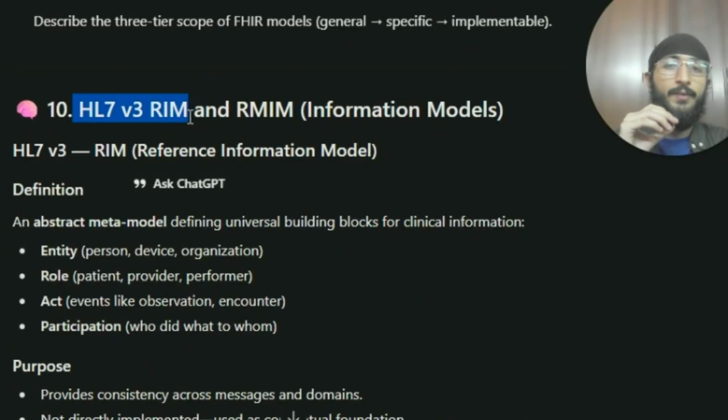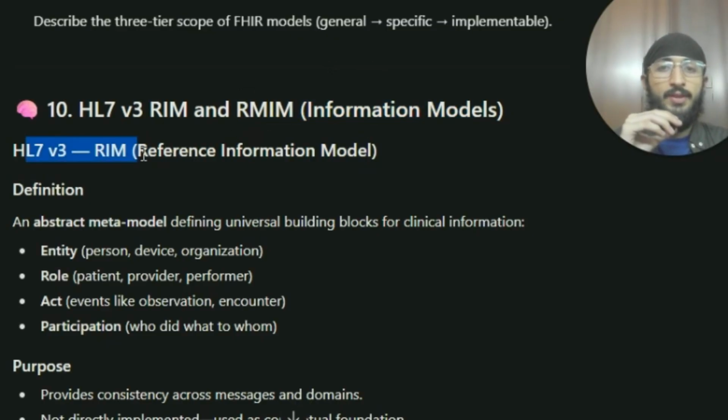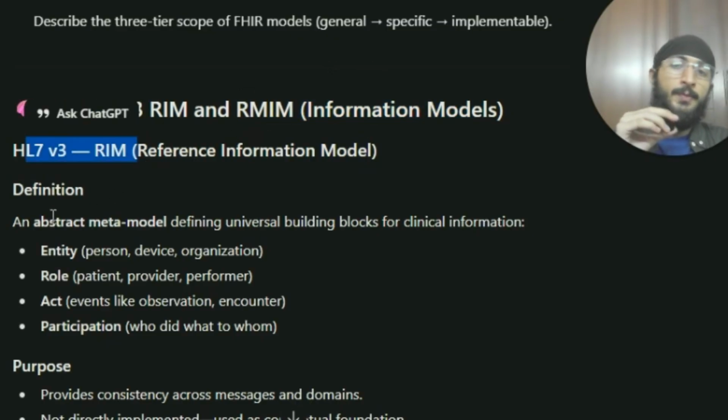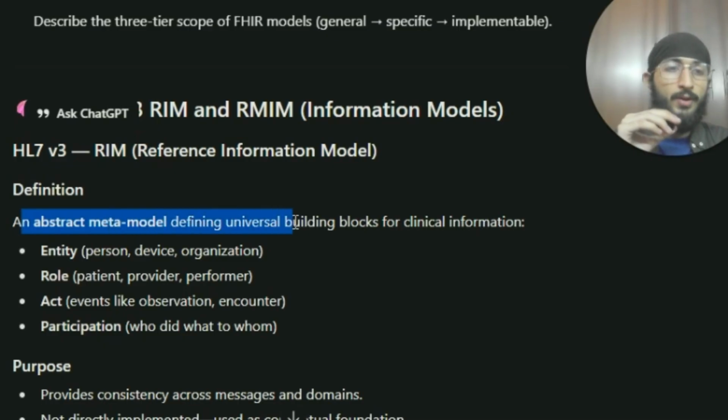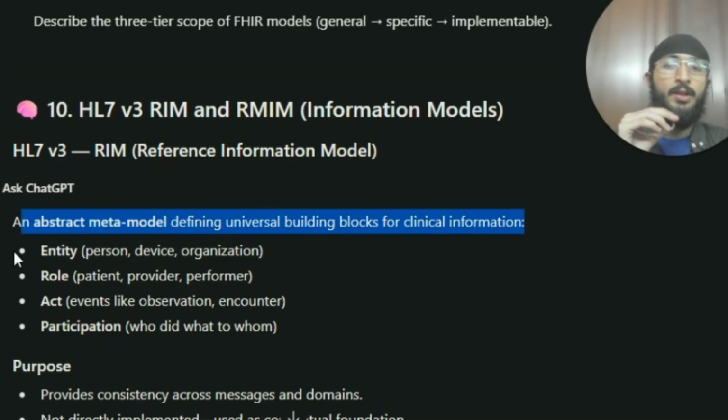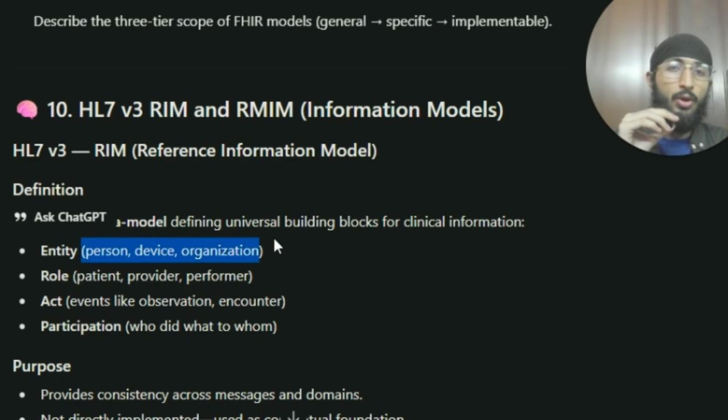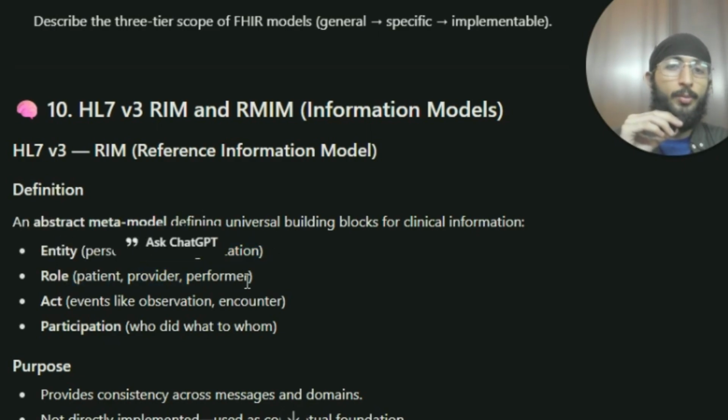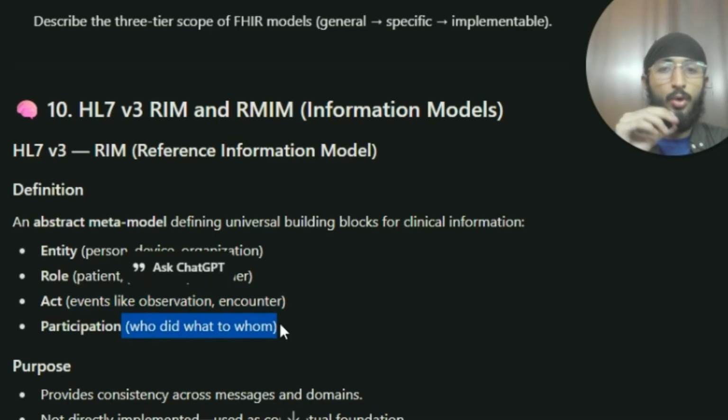Now HL7 v3 RIM, which is the reference information model, and RMIM, right? So firstly, HL7 v3 RIM, which is the reference information model. It is an abstract meta model defining universal building blocks for clinical information, which has entity, that is the person, the device, the organization, and the role, that is patient, provider, or performer, act, events like observation and encounter, participation, who did what to whom, right?